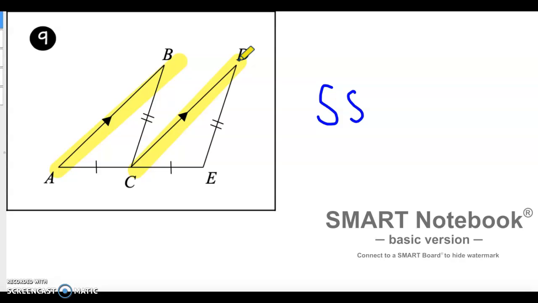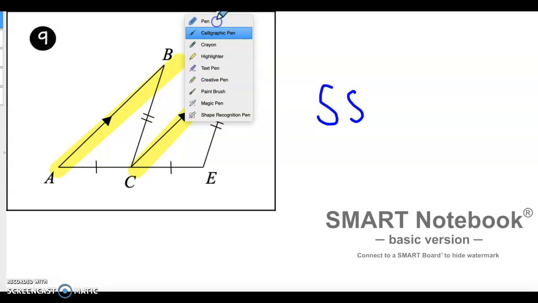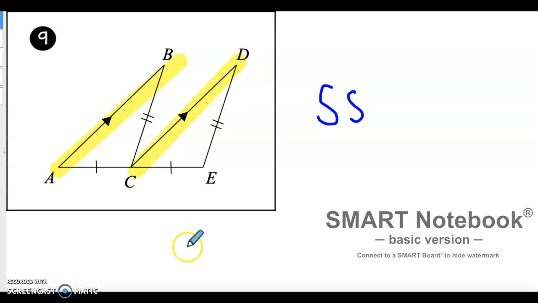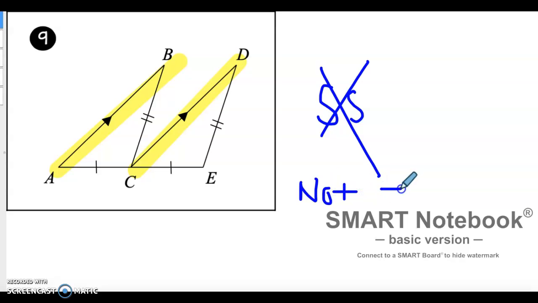If you look, both of these sides are marked with an arrow. Now remember, that arrow does not mean congruent. That arrow means parallel. So just because these two sides are parallel, that does not mean that they are congruent. So here we do not have enough information because side is not a triangle congruence theorem. So here we're going to say that these two triangles are not congruent because none of our triangle congruence theorems work here.